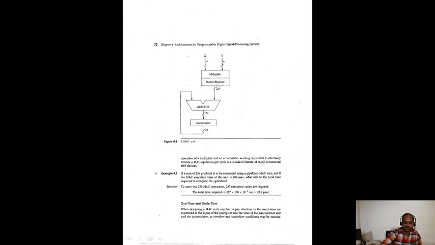So overflow, underflow. When it comes to the concept of a MAC unit, there is a concept called overflow and underflow. When designing a MAC unit, one has to pay attention to the word sizes encountered at the input of the multiplier and the sizes of the add or subtraction unit and the accumulator, as overflow and underflow conditions may be encountered. So provision of parallel shifters at the inputs and the output of the MAC unit, provision of guard bits in the accumulator, and provision of saturation logic are frequently used techniques to prevent overflow and underflow conditions from occurring in the MAC unit.